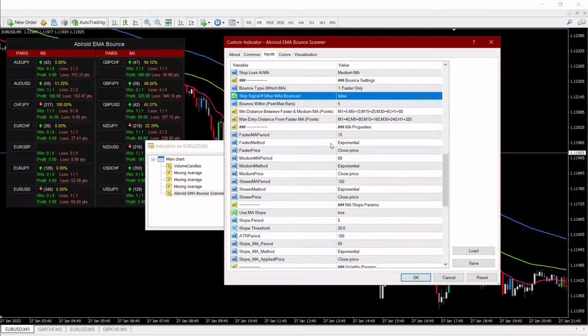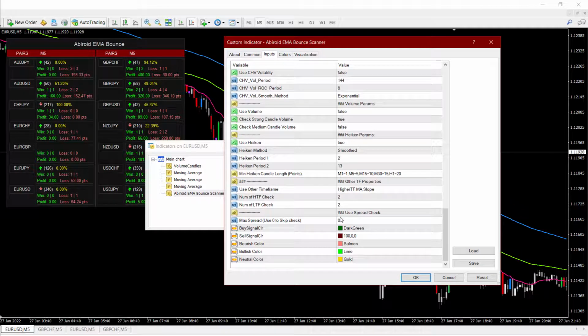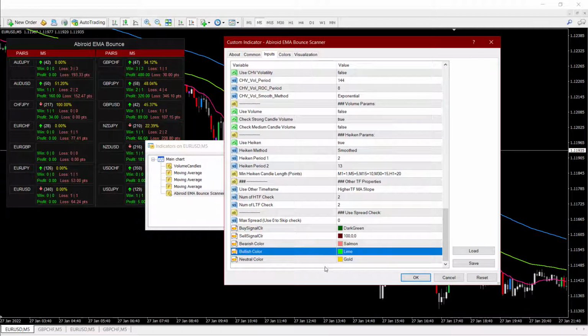And all of these other settings are exactly the same as the arrows indicator. So you can try these out, and you can also set all of these colors for this particular scanner.